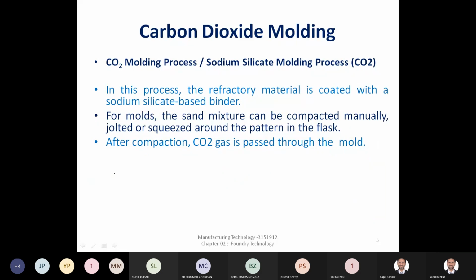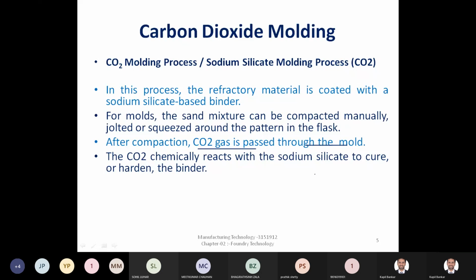Now, after compaction, CO2 gas is passed through the mold. So what happens? The CO2, carbon dioxide gas, chemically reacts with the sodium silicate to cure or harden the binder. This CO2 gas chemically reacts with the sodium silicate and creates a sodium silicate gel that is very hard. So your mold becomes a harder one. Then you can use that mold for your further process of casting.